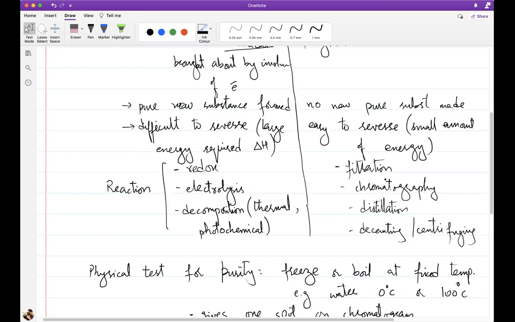And sometimes we need to do chemical tests. So some chemical tests that we study in O levels are redox, electrolysis, qualitative analysis, decomposition. All of that has to do with whether it is a pure substance or not. Can you think of a field or an industry where we need these methods to check or to separate pure substances? So everybody, give me an example.